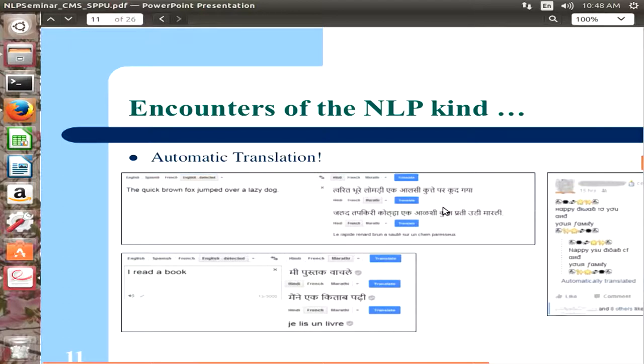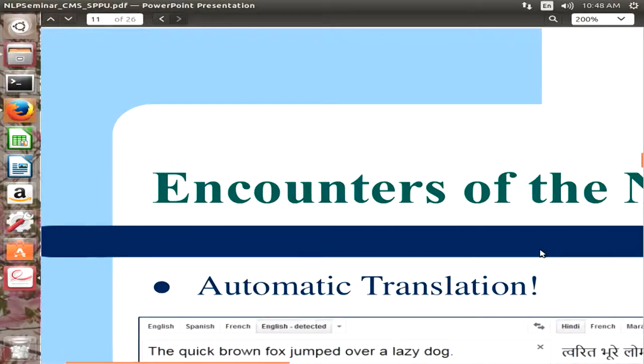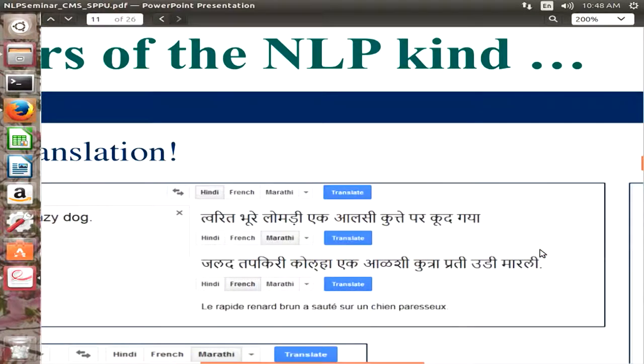Automatic translation. Yes, this is interesting. So, as a small experiment, I ran this: the quick brown fox jumped over a lazy dog in Google Translate, and I ran it in three languages. So Hindi, "Tvarit Bure Lomdi Ek Alsi Kutte Par Kud Gaya", doesn't make sense. Marathi, I don't know if you can read this. And the last one is French, which is, well, not great either.